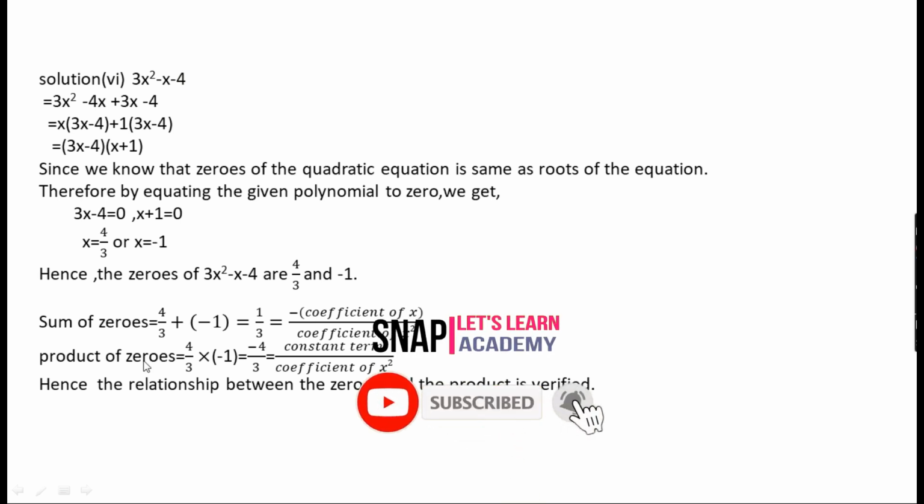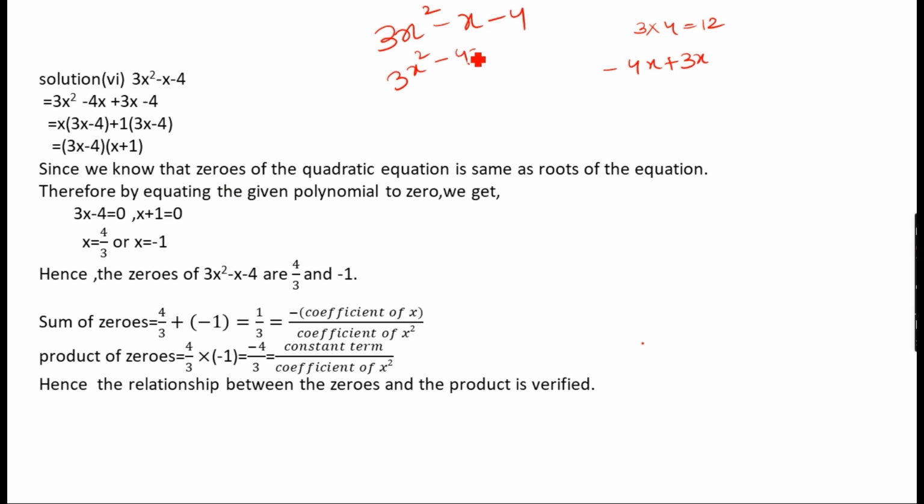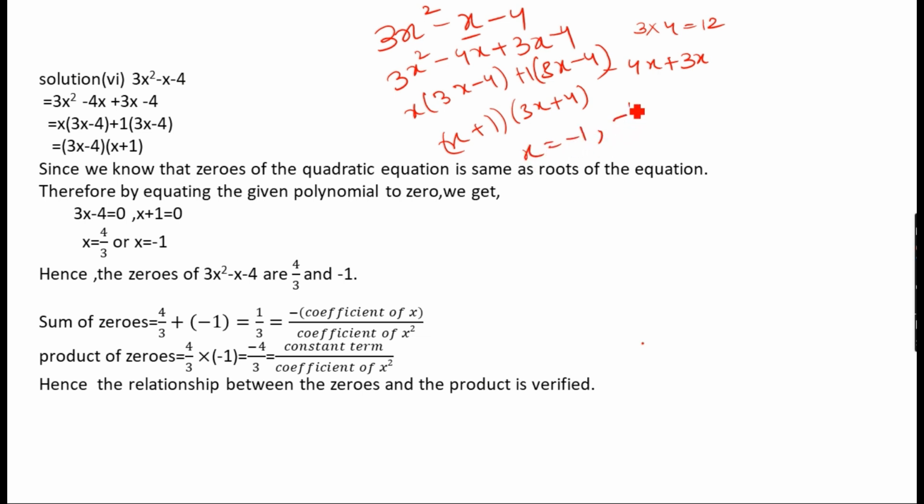Now let's consider the sixth part of this question: 3x square minus x minus 4. To solve it, first we find the roots of the given polynomial. The given polynomial is 3x square minus x minus 4. 3 times 4 is 12. We can write 12 as minus 4 times 3. Here we find the roots of the polynomial: 3x square minus 4x plus 3x, then only we get minus x minus 4. On taking x common from here, we get x(3x minus 4) plus 1(3x minus 4), which gives (3x minus 4)(x plus 1). Therefore, the values of x are minus 1 and 4 by 3.